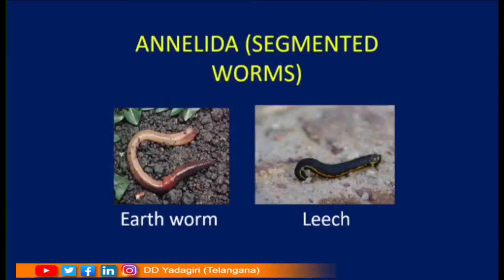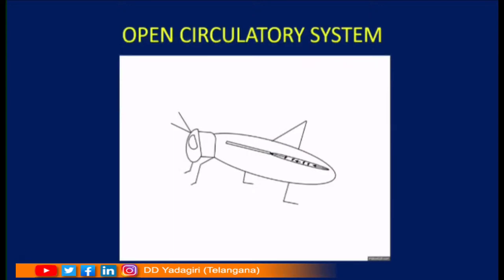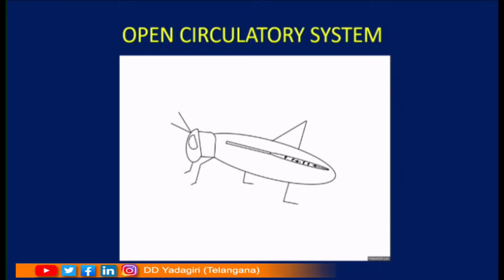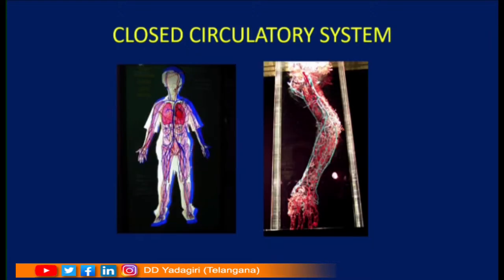So, annelids, these are segmented worms. That means the body is segmented. So, they have a closed circulatory system. That means, children, the blood is flowing in the blood vessels. In an open circulatory system, the blood is not flowing in the blood vessels, it is flowing in the coelom.